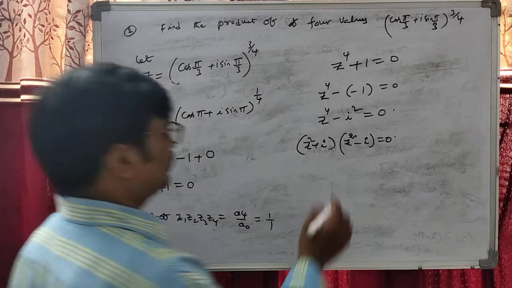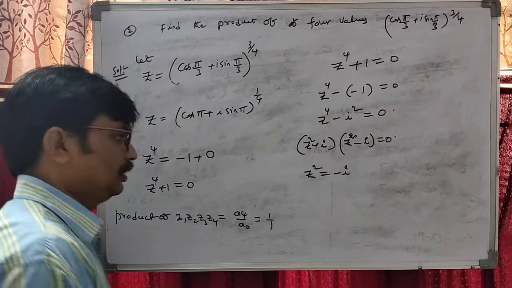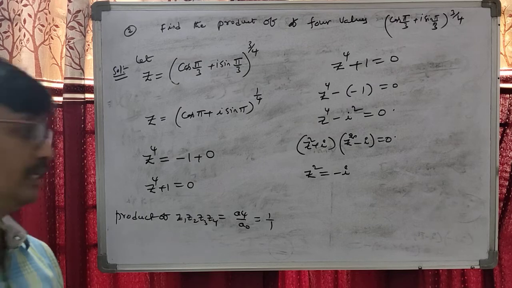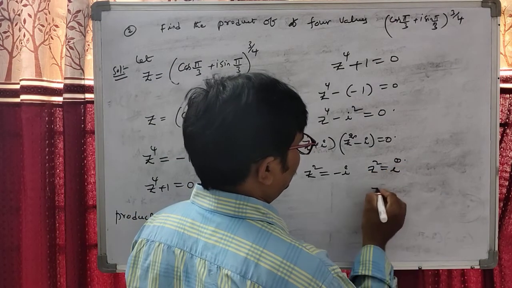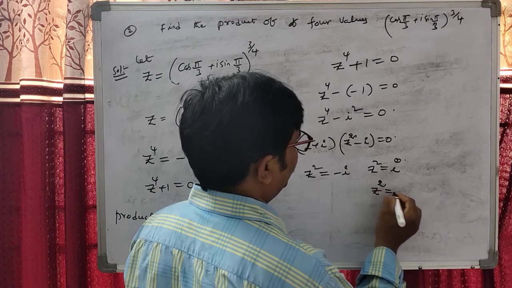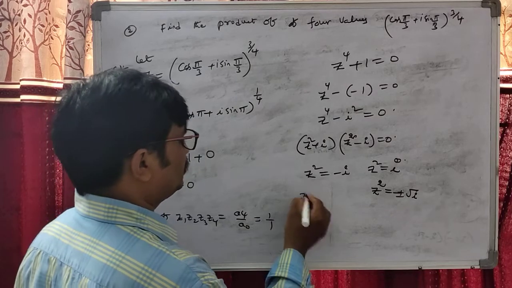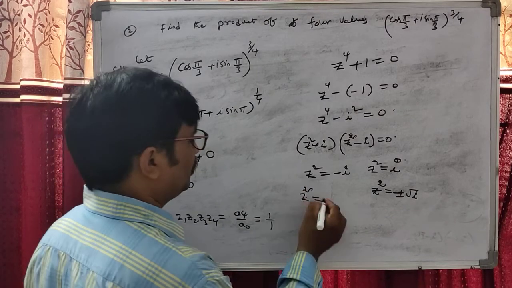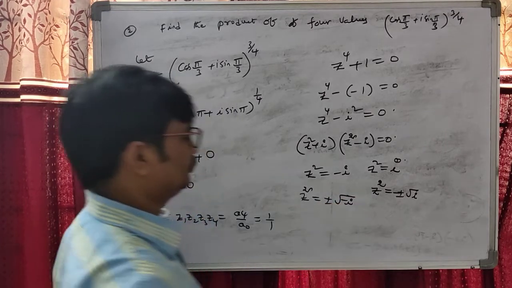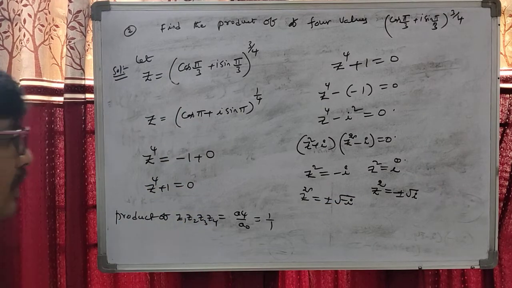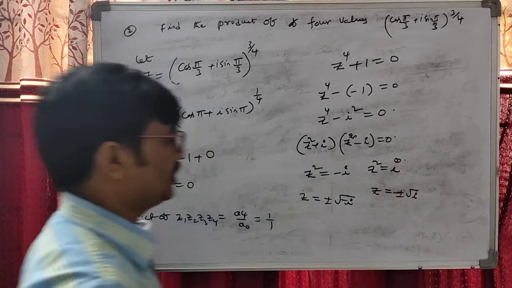So my dear students, z square equal to minus i, and another one is z square equal to i. So z square equal to plus or minus root of i, and z square equal to plus or minus root of minus i. So we got here z equal to plus or minus root of i and plus or minus root of minus i.